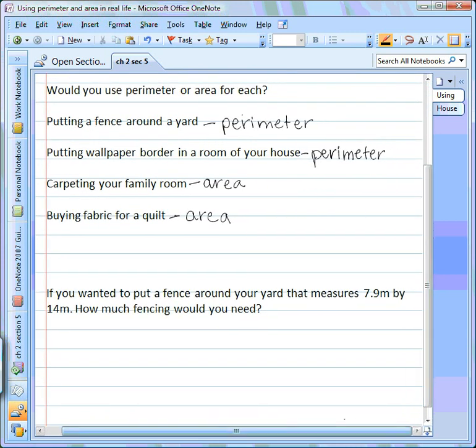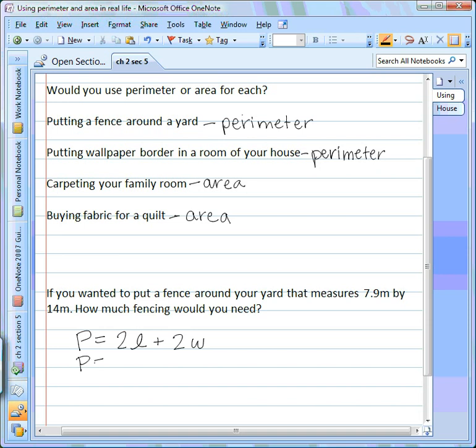Okay, here's an example question. If you wanted to put a fence around your yard that measures 7.9 meters by 14 meters, how much fencing would you need? Okay, we said up above, if we were putting a fence around our yard, we'd need to find perimeter. So first we need to know the formula for perimeter. Formula for perimeter is perimeter equals 2 times the length plus 2 times the width. Since we're using a rectangle here as our yard.